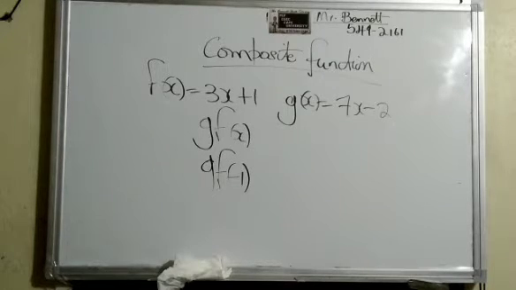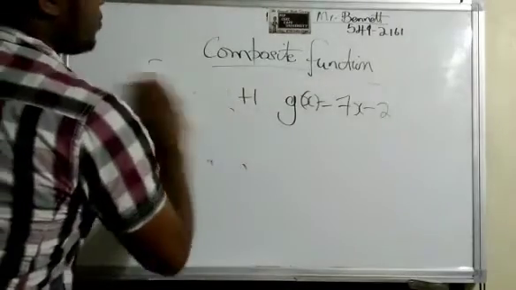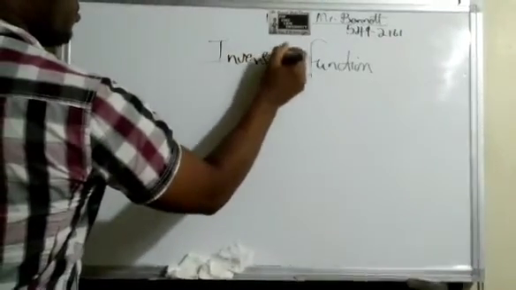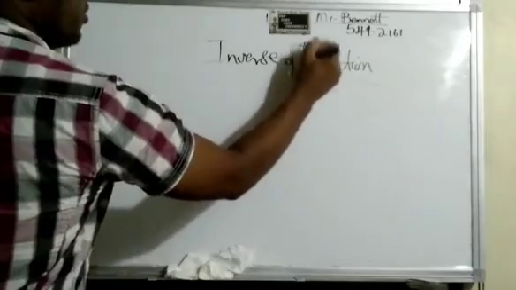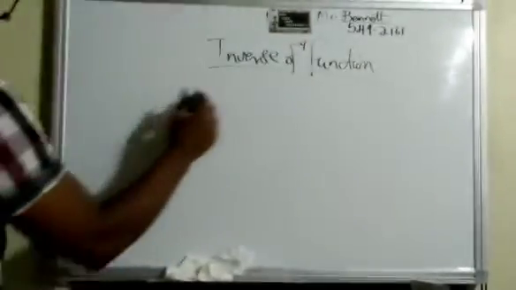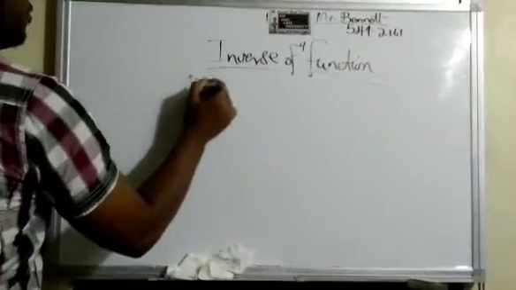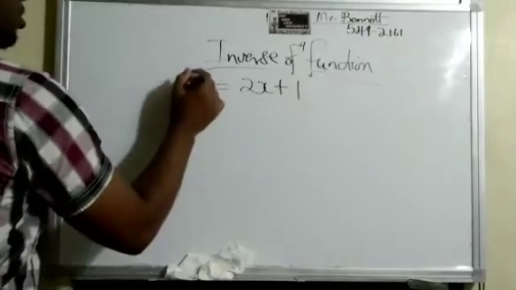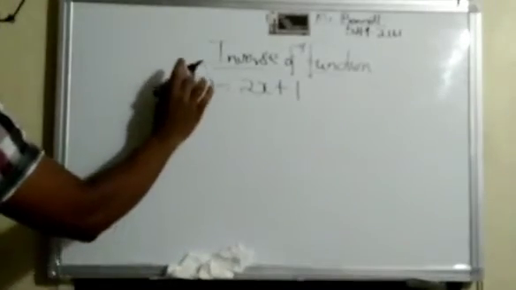Alright, we'll be looking at another thing, and it's called the inverse of a function. Now, inverse is basically like the reverse. So, let us go. Inverse of a function. Let us say we have g of x is equal to 2x plus 1, and we want to find the inverse of this.